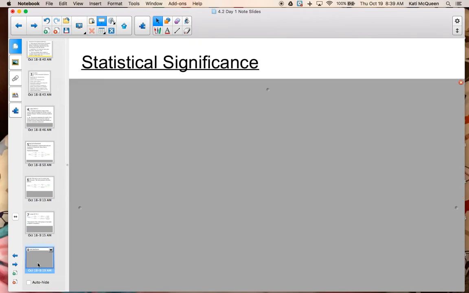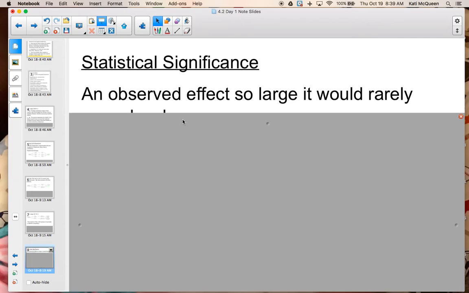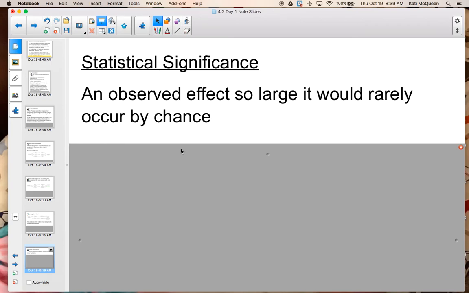One last little tiny thing here is statistical significance. There are 4 big topics in AP Stats, and statistical significance will actually be what we spend the last few chapters on in this class, but it's worth bringing up now. Statistical significance is an observed effect so large it would rarely occur by chance.